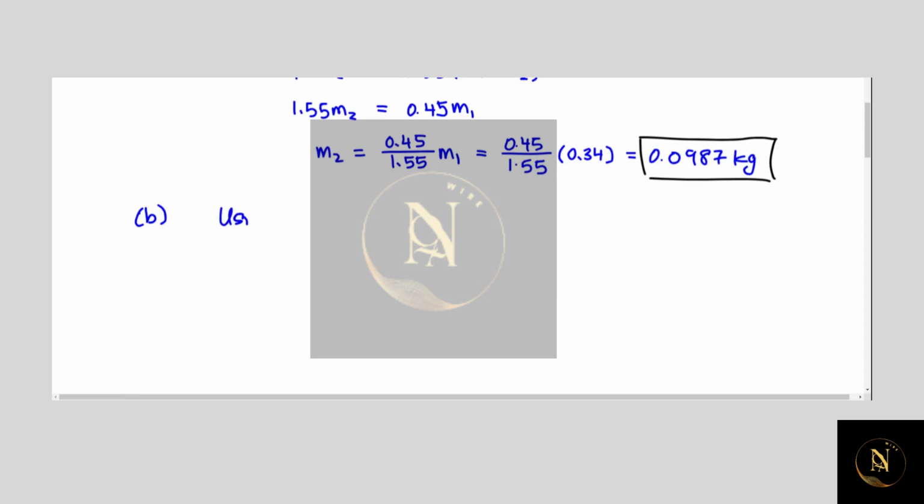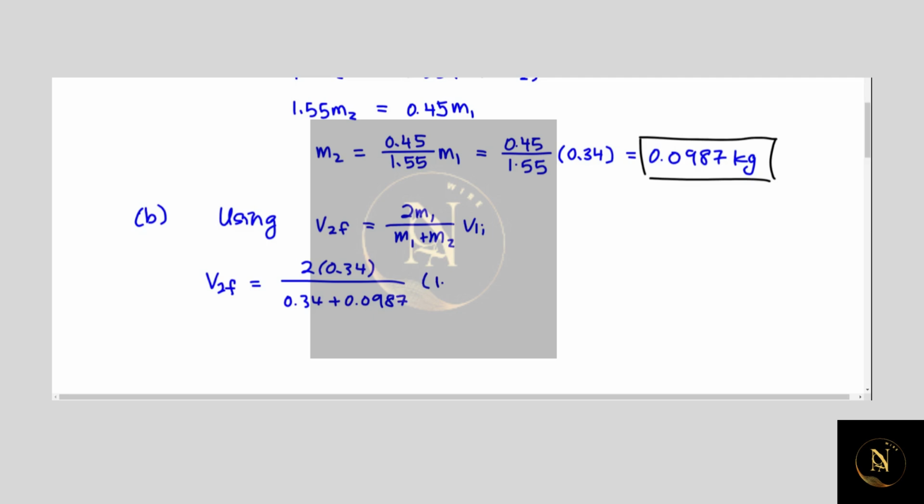To find V2F, we'll be using the formula V2F is equal to 2M1 divided by M1 plus M2, times V1I. So you can calculate V2F directly, and then you get 1.86 meters per second. So this is V2F.